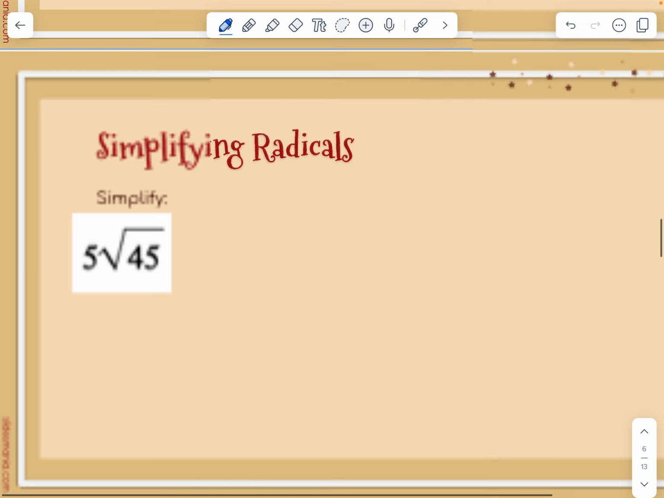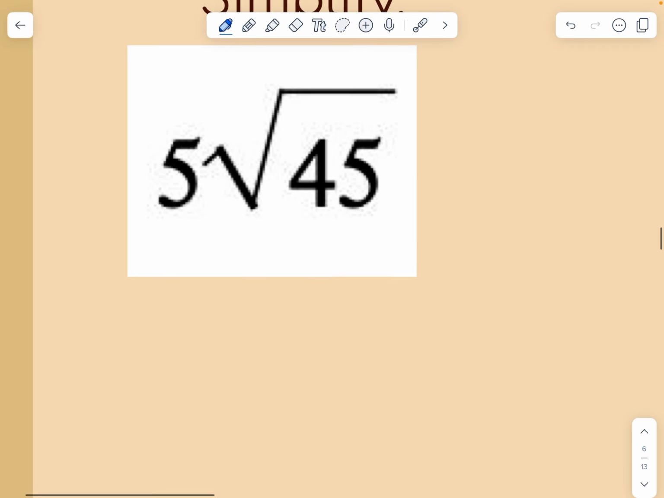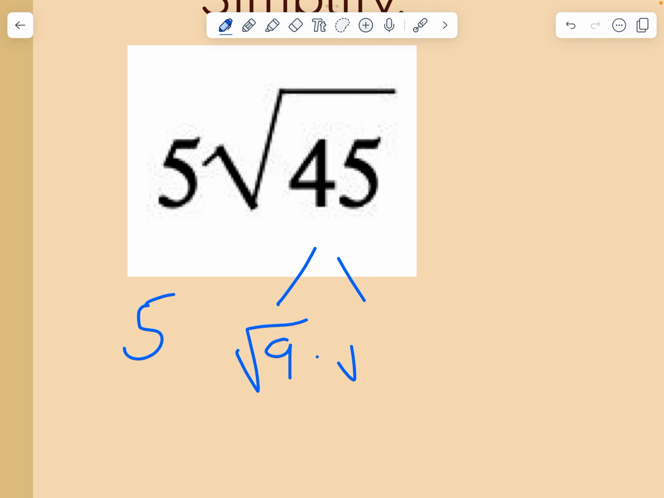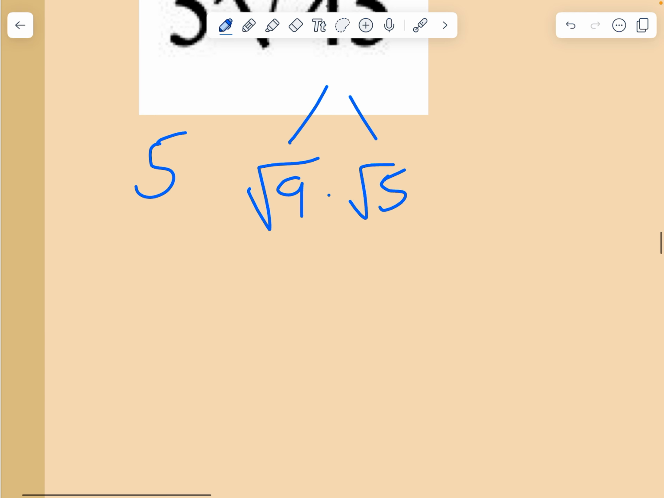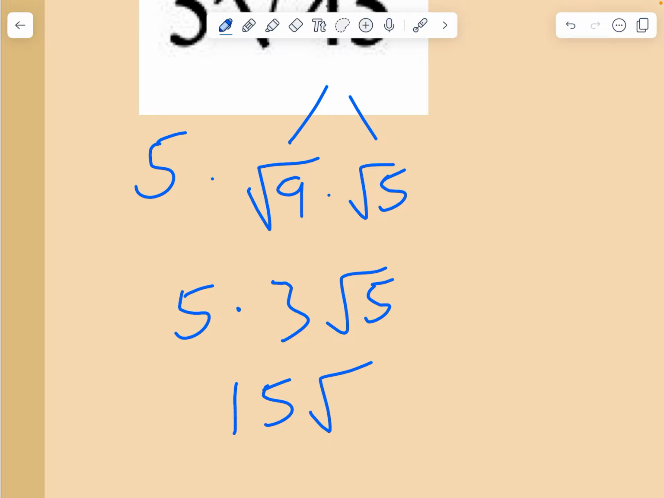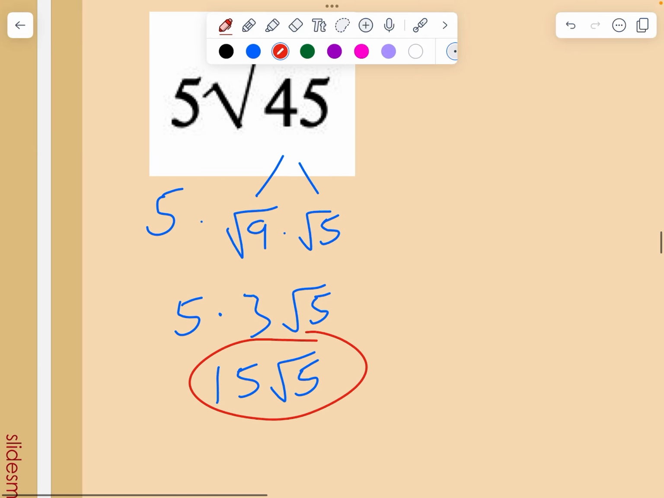You guys can try that one on your own. Okay, this one, sometimes you have a number outside, that's fine, okay? You're just gonna leave it outside. We just have a 5 out there. We're gonna ignore that for now. The square root of 45, that is 9 times 5, okay? The square root of 9 is 3, so this becomes 3 radical 5, and now we see, okay, we also have a 5 out in front, so we can multiply 5 times 3, and that makes 15, so we have 15 radical 5, and that is our final answer. So if you have a number out in front, just kind of leave it out in front and deal with it at the end, okay?